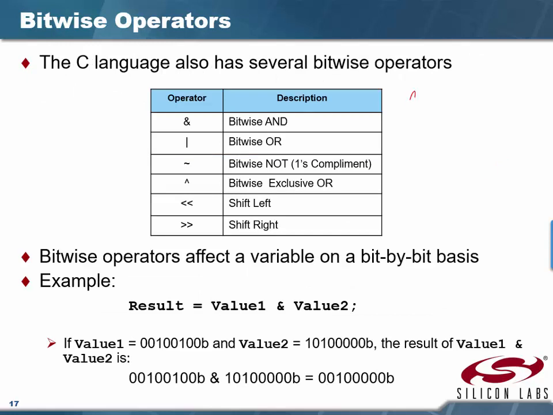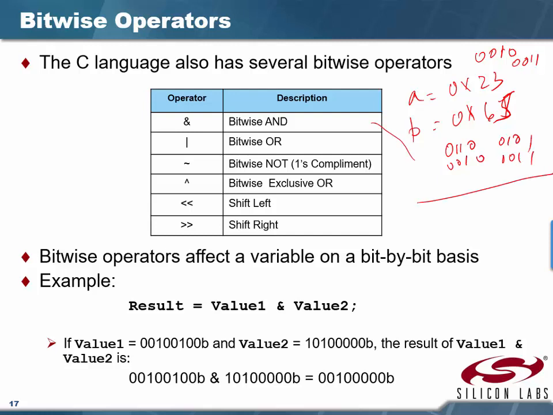So, for example, A is equal to 0x23, which is 0010 0011. B is equal to 0x, and I'm going to say 65, for example. Let's do 65. And that's going to be 0110 0101. So we do a bitwise operation, 0010 0011, we do a bitwise and, and we're going to come up with 0010 0001. We'll end up with 21.